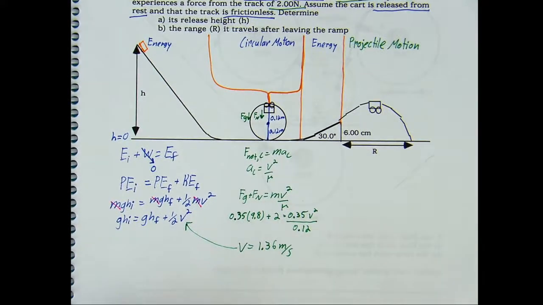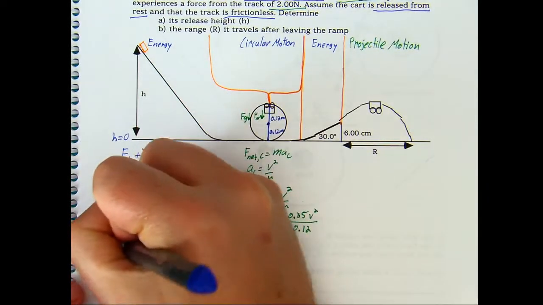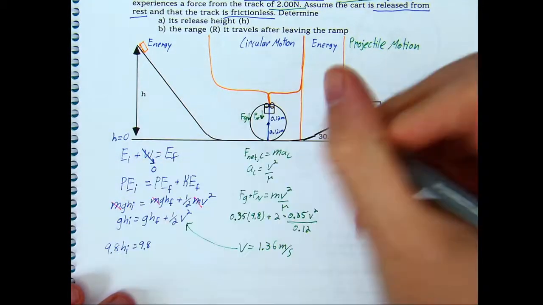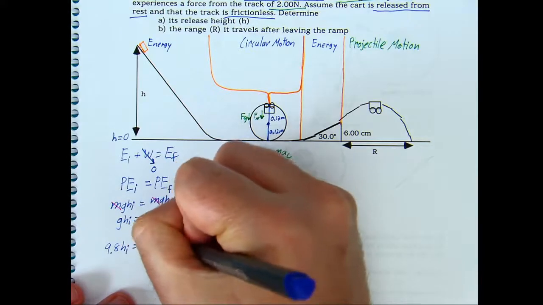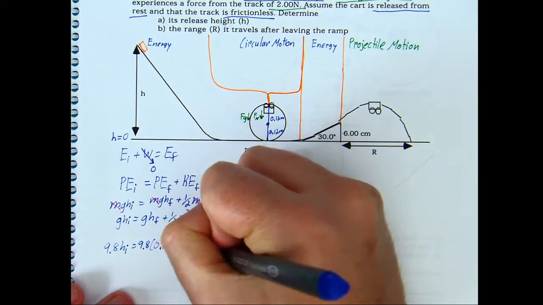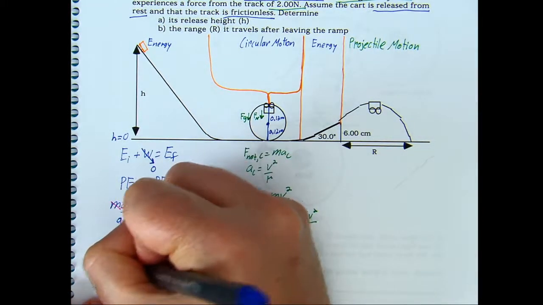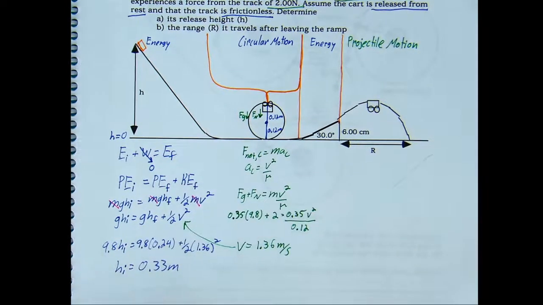We can finish this part of the question and say, okay, well, g is 9.8. I'm looking for the initial height, and that's going to be 9.8 times the final height, which is 0.24 meters, plus 1/2 times 1.36 squared. You solve that for the initial height. Hi equals 0.33 meters, so 33 centimeters. Not very big. It's a little Hot Wheels car.